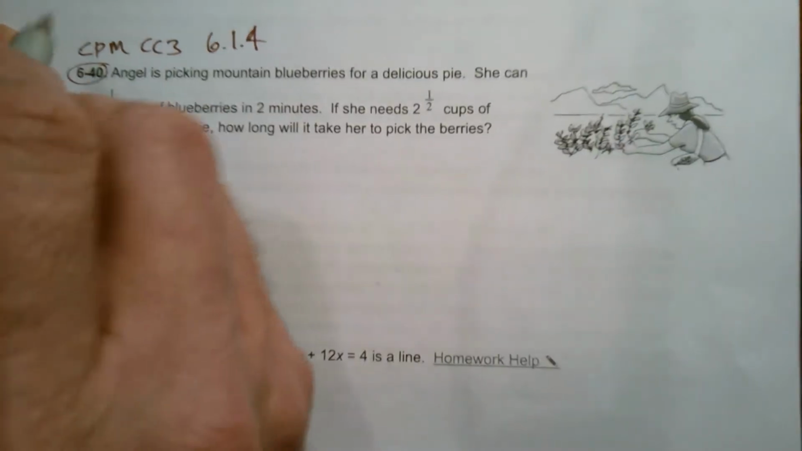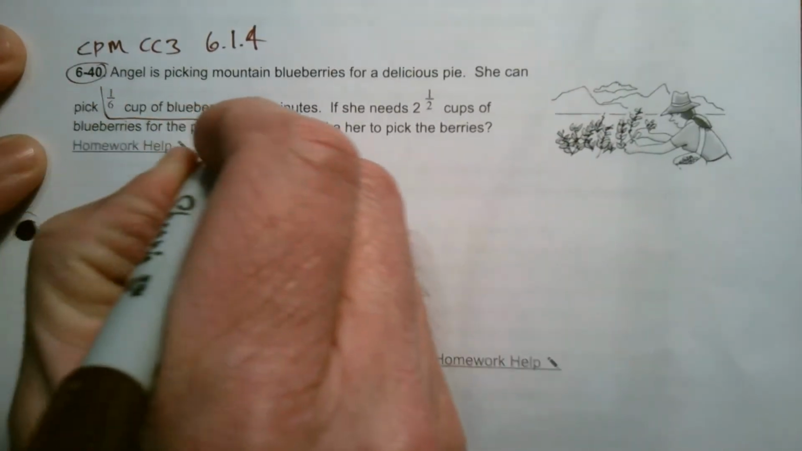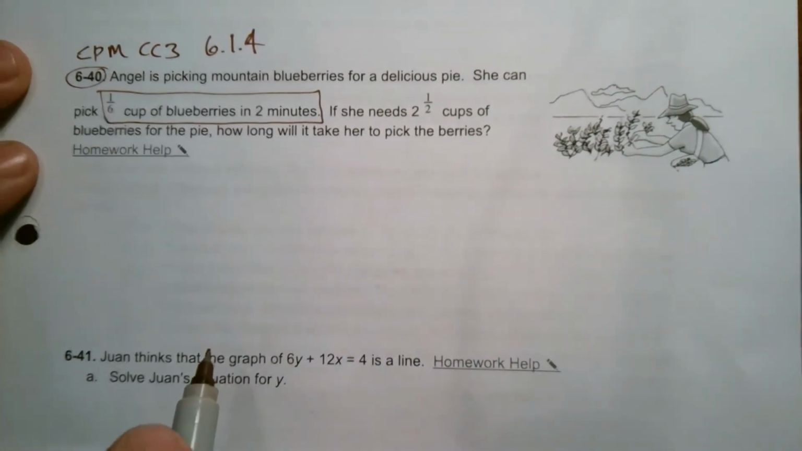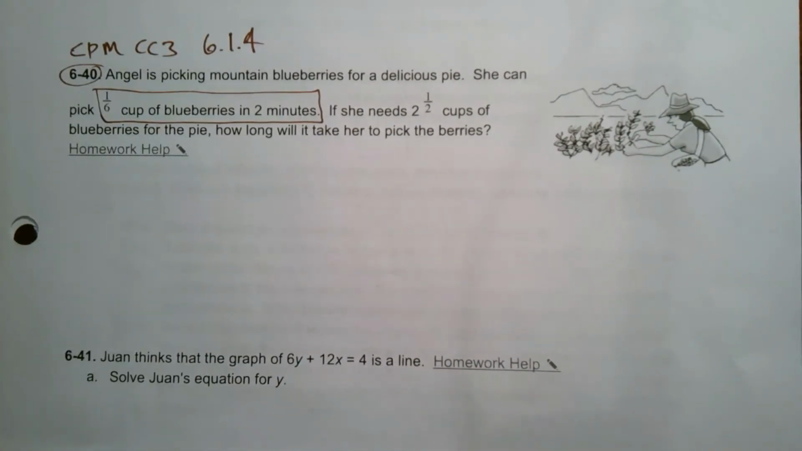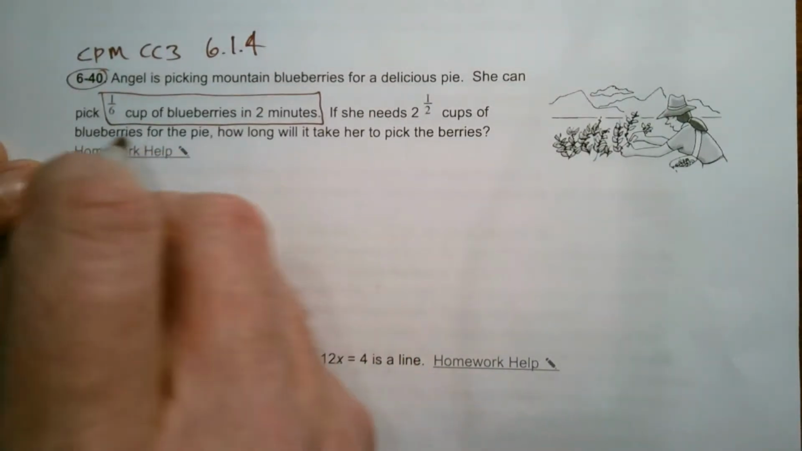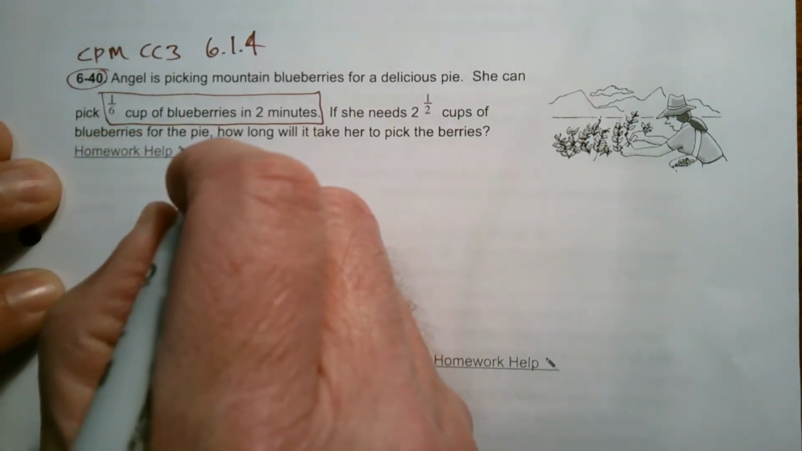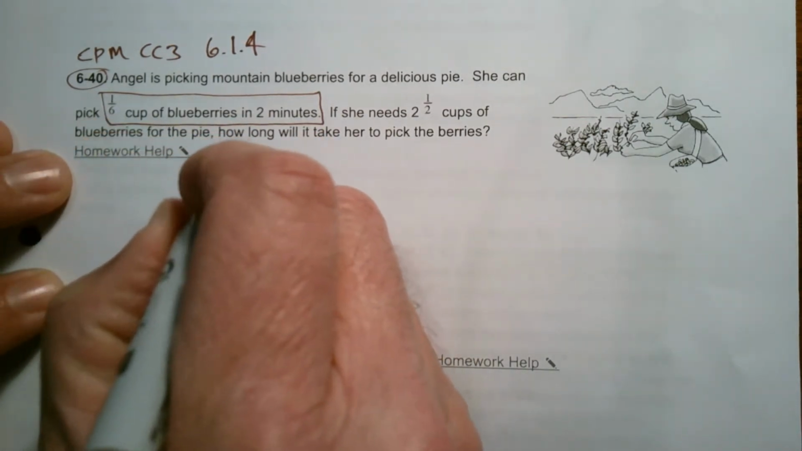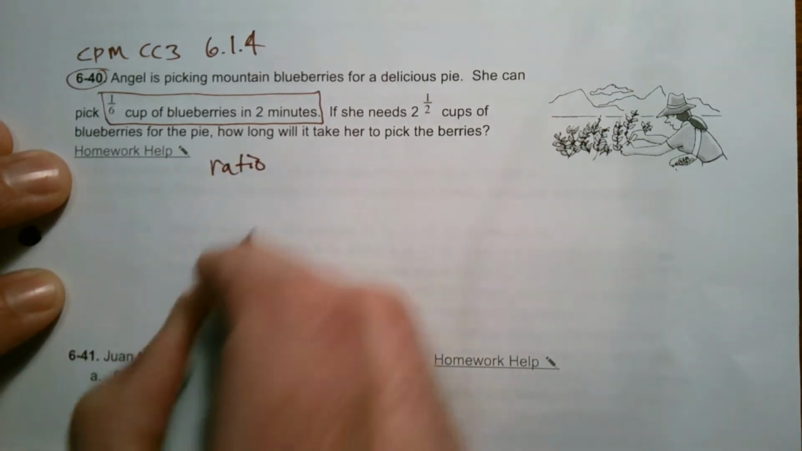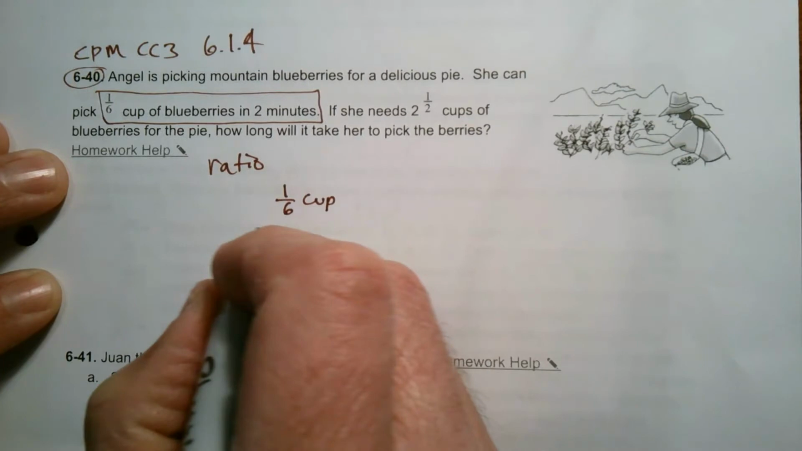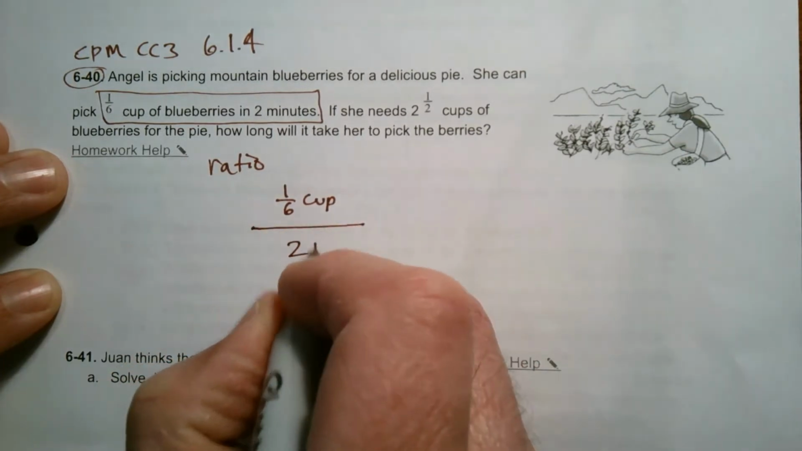So right here, I have a ratio. Remember, ratios are our friends because basically a ratio is a fraction. It's a comparison of two things, right? In this case, it's a rate. Ratios are also rates, right? So my ratio that I'm going to create is 1/6 cup in 2 minutes.